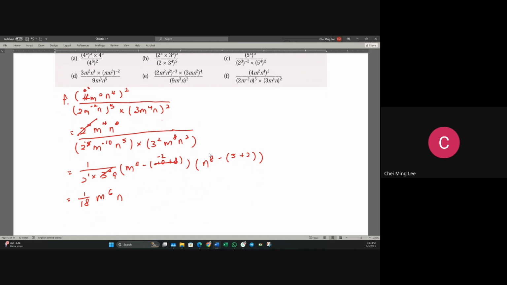This one first. 5 plus 2 is 7. 8 minus 7 will be 1. So your answer shall be equal to m^6 n over 18.